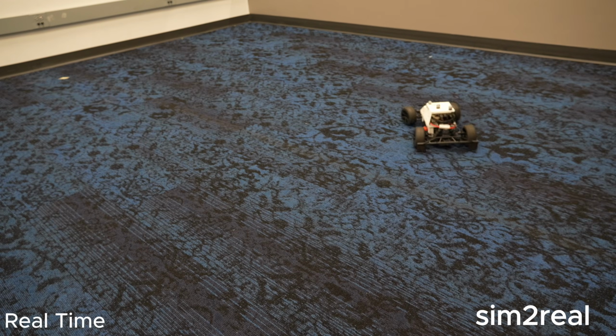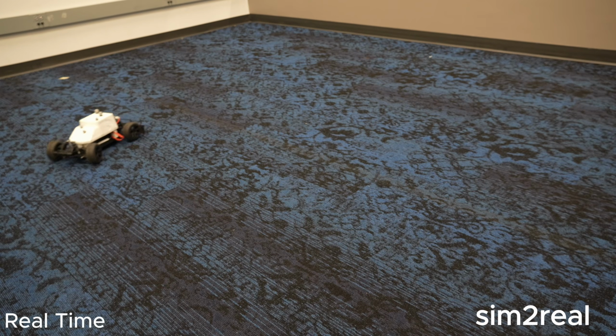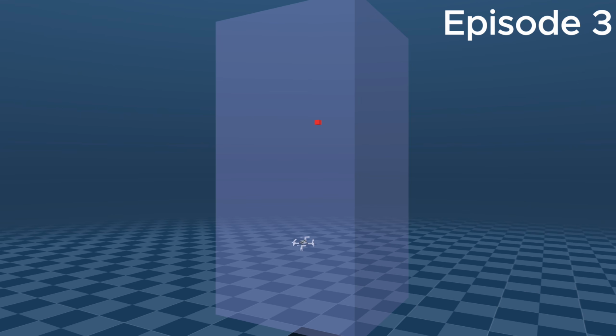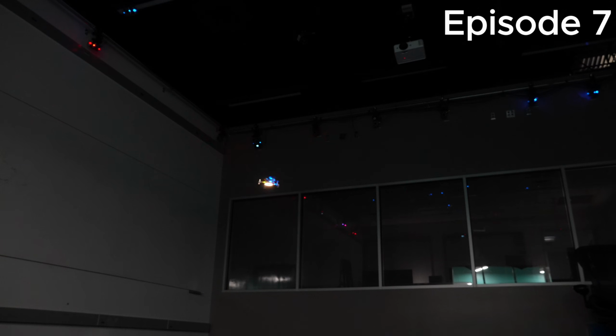The same method works for a small race car as well, coping with drifting or steering offsets. Unlike pure neural network approaches that need huge datasets, Sym2Real needs only a few runs, very few, yet keeps the structure of physics intact. And unlike pure symbolic models, it doesn't collapse when faced with noise.